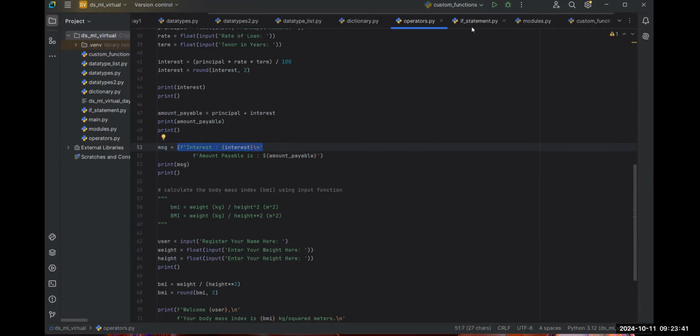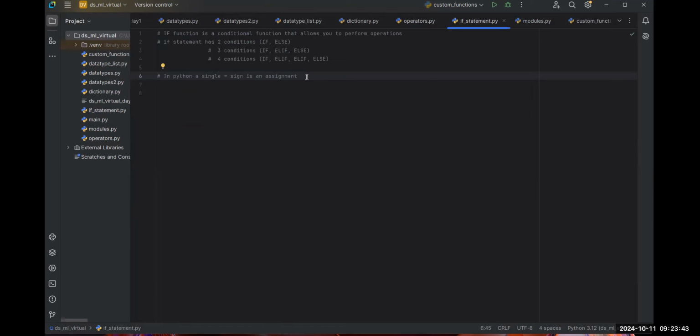All right. But now, in the if statement, you are not going to be seeing one equal sign. In the same Python, a double equal to sign is a comparison.